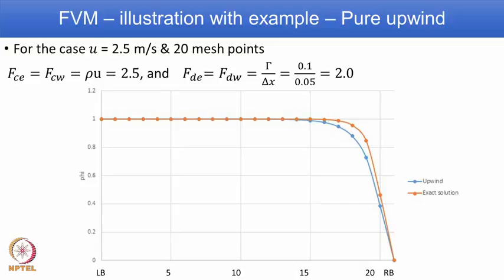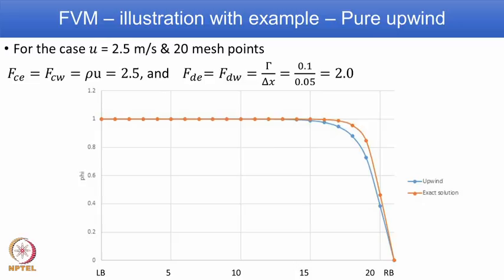For the same 2.5 meters per second with 20 mesh points, we would like to see the performance by pure upwinding. We already know pure upwinding has the property of following the direction of the flow, hence in this case the performance is not very surprising. The performance by pure upwinding is almost the same as the exact solution.